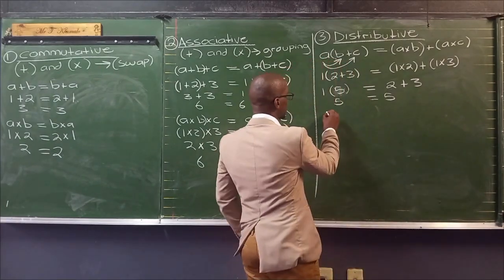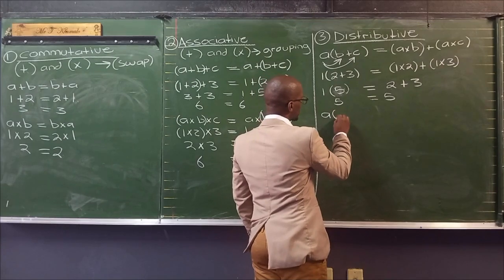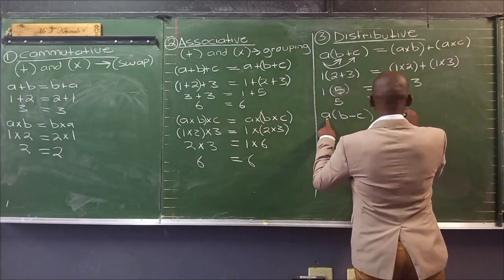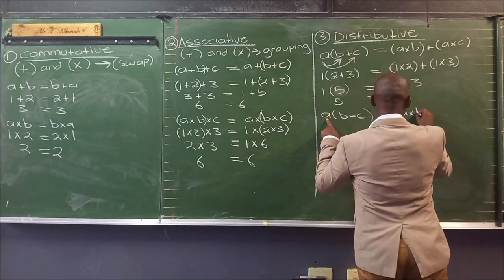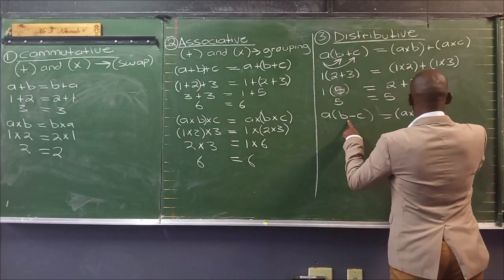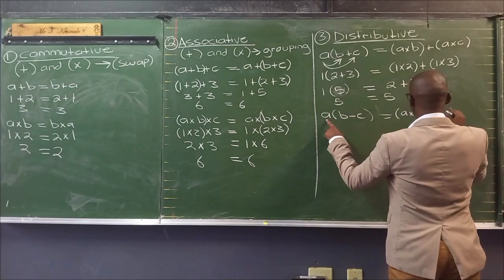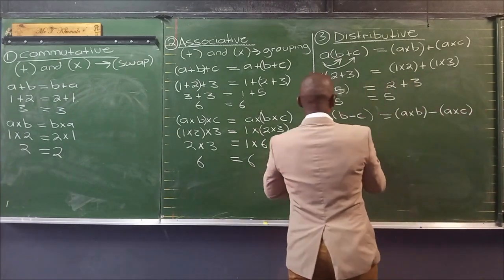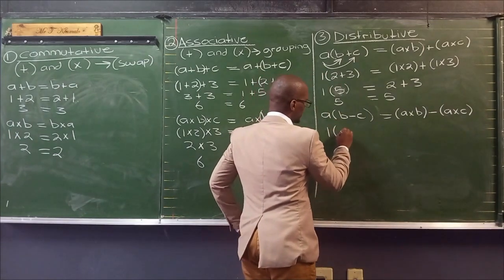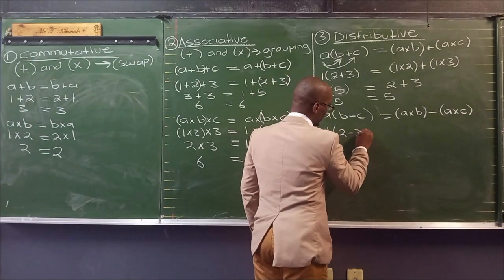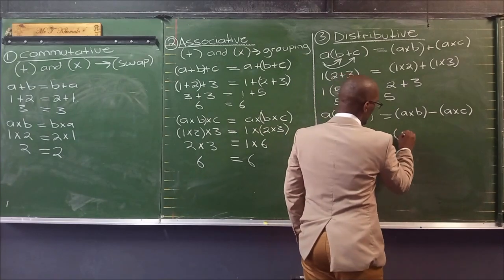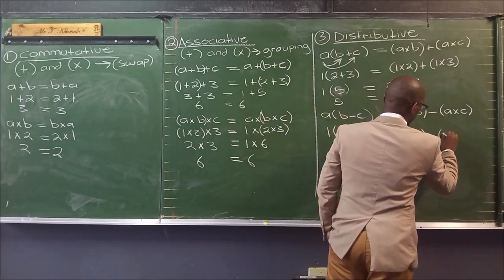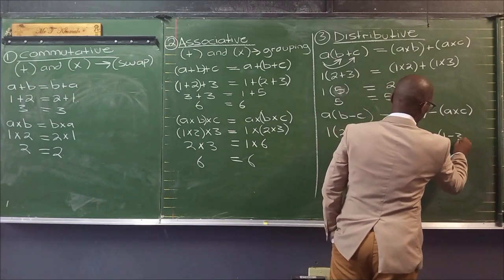Right, now again we can have the same thing distributed over subtraction. So now this would be A multiplied by B. Our operation is minus over here, so now we have A multiplied by C. Right, so we have 1 times (2 minus 3) is equal to 1 times 2 minus 1 times 3.